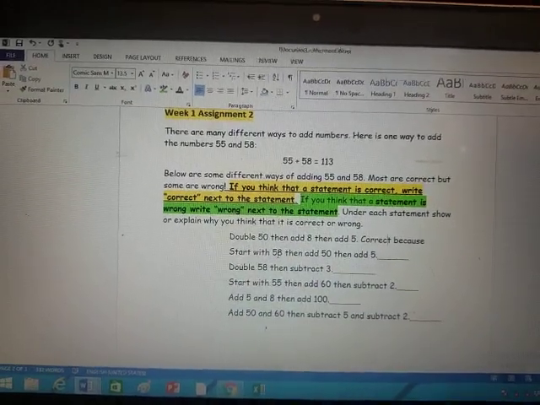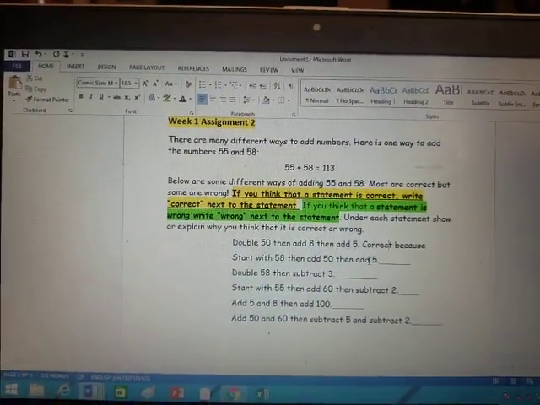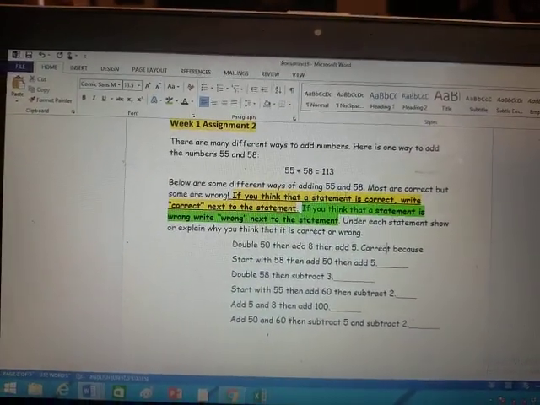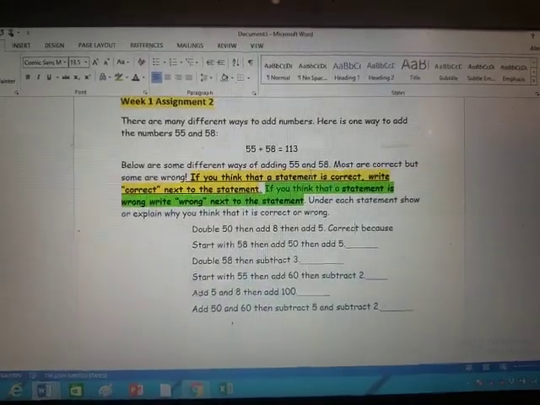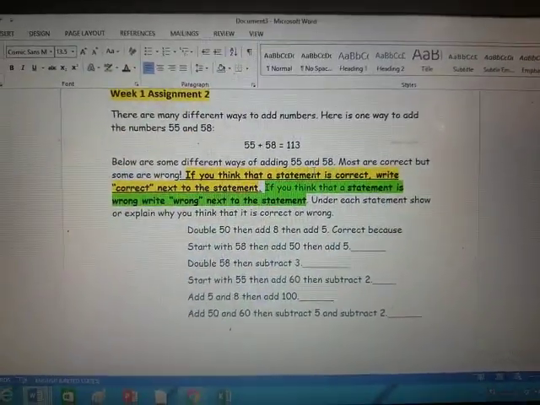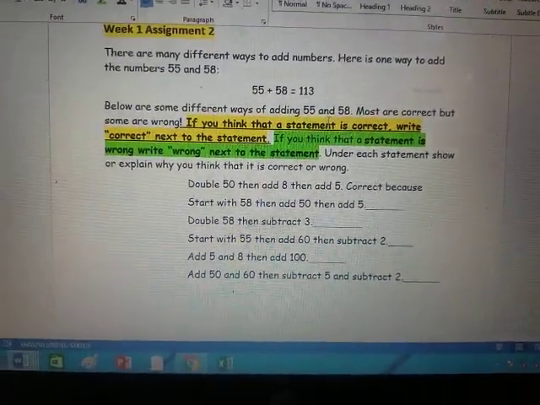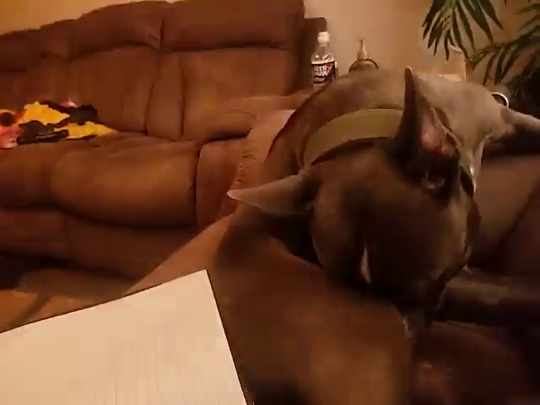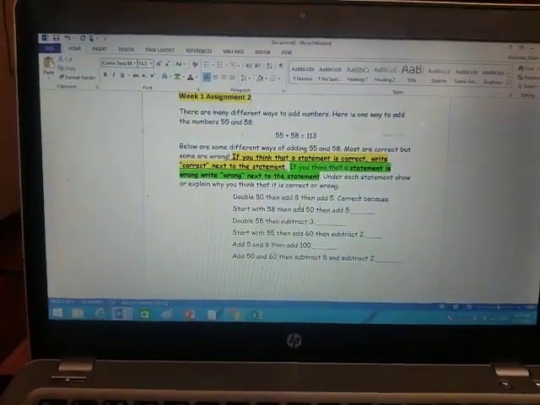Start with 58. Then add 50. Then add 5. If that equals 113, you would write correct and tell me why. If it's not correct, you would write wrong, and then you would write because blah, blah, blah. So you have to do it to each one. You would have to do that for each one.